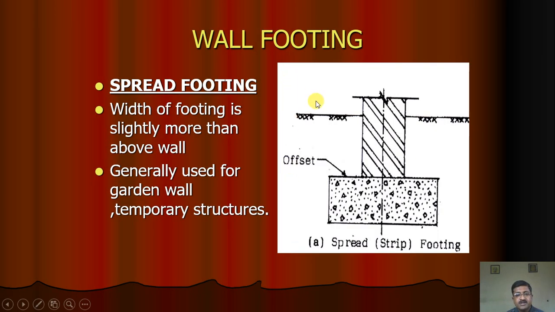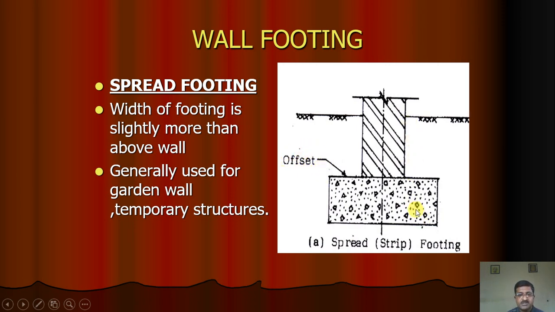Now this is a very simple type of foundation. You can see here a wall is resting on a plain cement concrete base or bed, you can say. If this is the wall, then the width of this strip or concrete bed is more than the wall. So this distance, which is more than the wall, you can see on both sides. This distance left is called an offset.